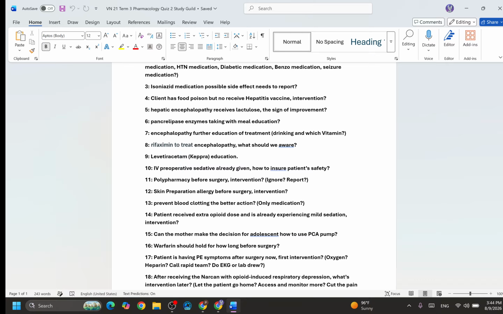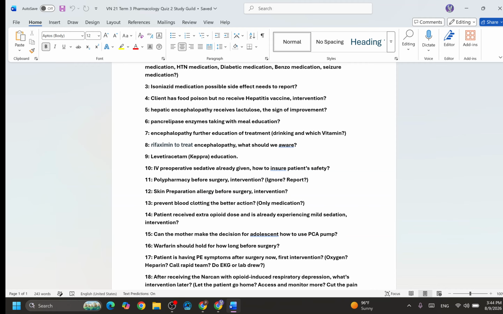All right, number 9, Keppra education. When the patient is taking Keppra, how do they take it? What is the medication for? This medication is an anti-seizure medication, especially for people who have liver failure. When the patient has liver failure, they cannot metabolize waste products very well, so the ammonia is high. A high ammonia level will trigger patient seizures. That's why we give this medication, to prevent seizures. But when taking this medication, what kind of education do you think you need to tell the patient?